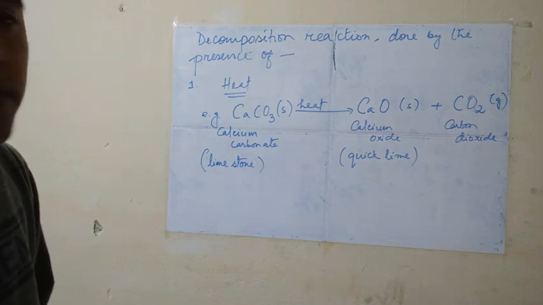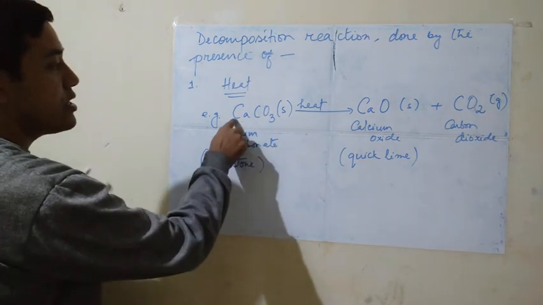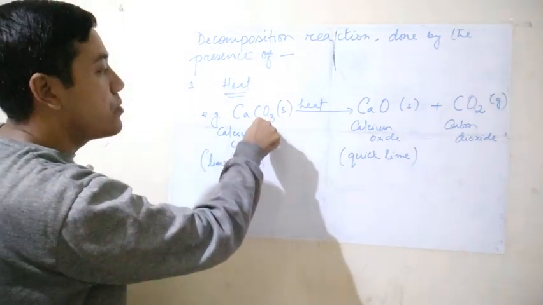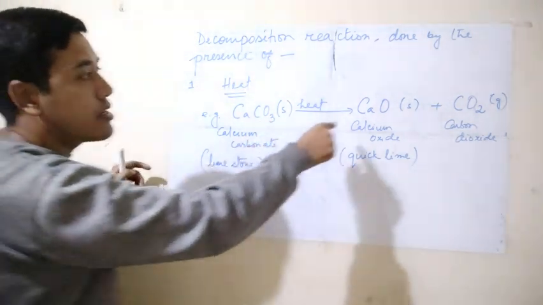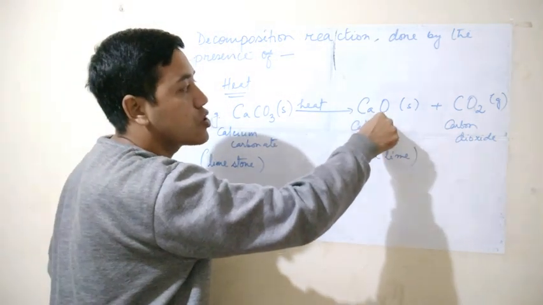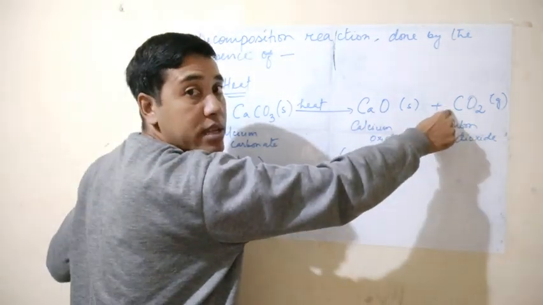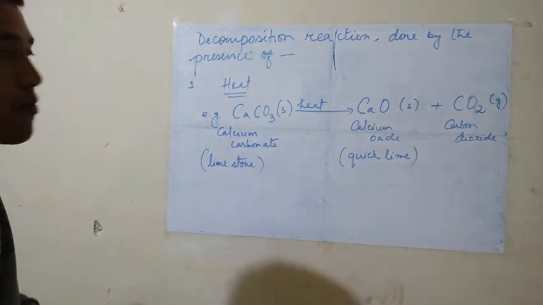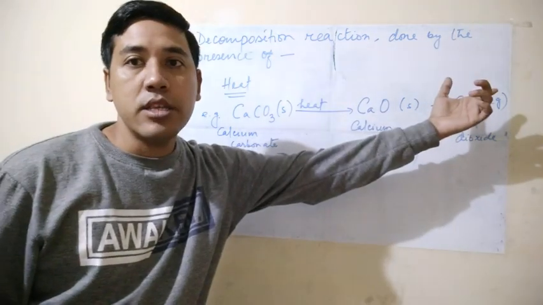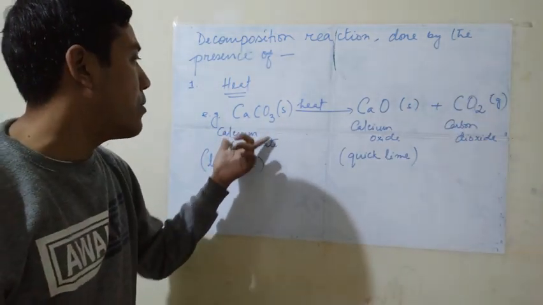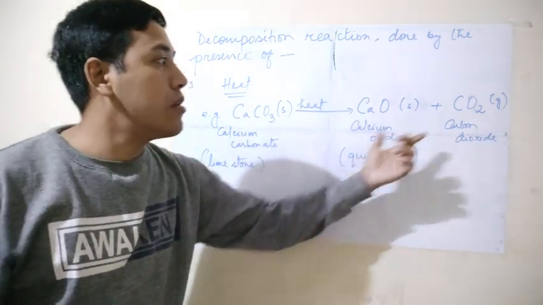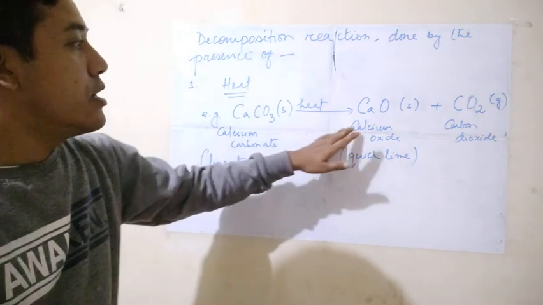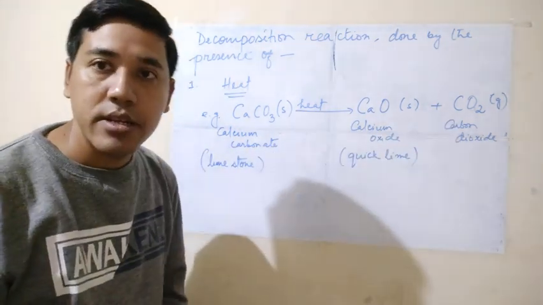Don't forget this part. C should be capital, a should be small, C should be capital, O should be capital, and 3 will be downward. Here, C should be capital, a should be small, O should be capital. C capital, O capital, 2 downward. And after writing this chemical equation, don't forget to write the names of the compounds: calcium carbonate, calcium oxide, carbon dioxide. Done?